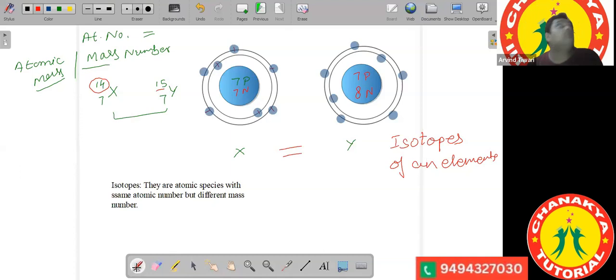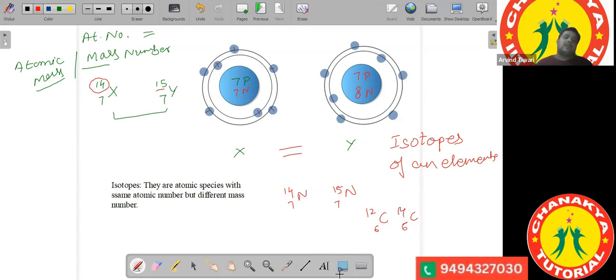So we can write nitrogen like this. They both are nitrogen. So there are two varieties of nitrogen. You have nitrogen 7, 14. You have nitrogen 7, 15. In a similar way, you have two varieties of carbon also. The two varieties of carbon are carbon 12 and carbon 14. So these are also isotopes of carbon.